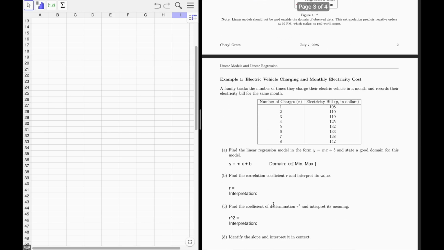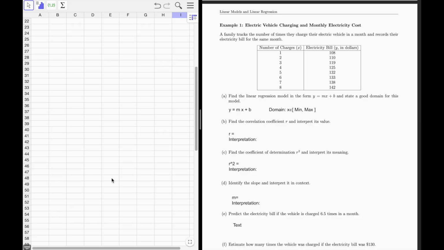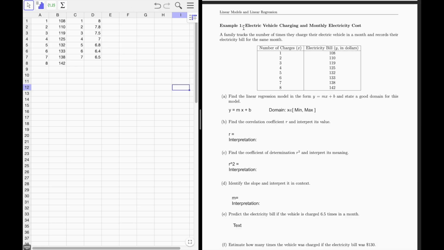Now, let's look at our first example. I have my tables for example 1 and example 2 already preloaded. So if you don't have those in there, go ahead and pause the video and put in your values. Okay, now let's start looking at example 1.